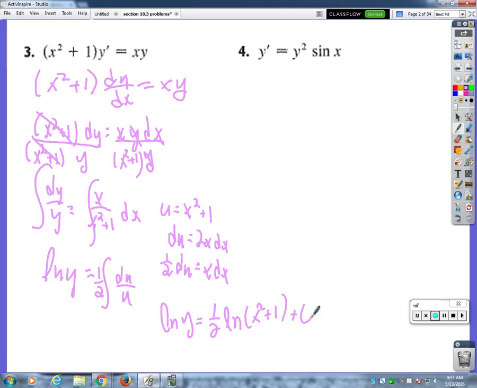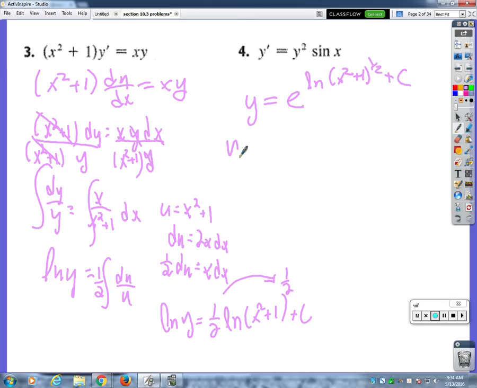Okay, so we got to solve this for y. And this is where Mackenzie and I ran into trouble yesterday. You can't e both sides because that 1/2 is in the way. So I'm going to make that be a power. And now I'm going to e both sides. So when I e this side, I get y. And when I e this side, I get e to the natural log of x squared plus 1 to the 1/2 plus c. Is the plus c in the exponent? Yeah, because this whole thing becomes the exponent.